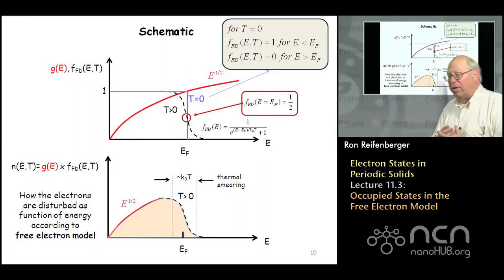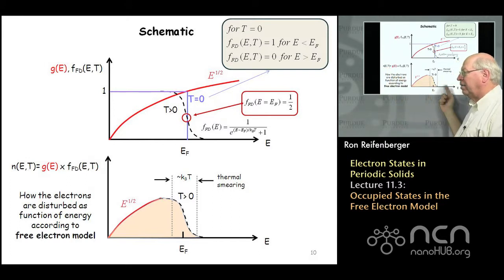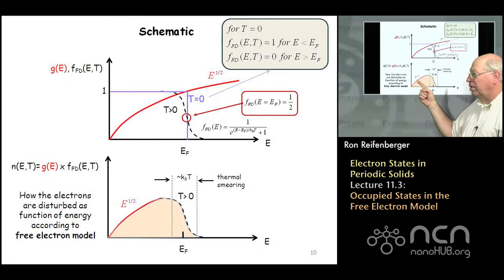So the net result for the number of occupied states as a function of temperature is indicated schematically in this bottom curve. For energies much, much less than the Fermi energy E sub F, the number of occupied states rises as the square root of the energy E. And then as you start to get close to the Fermi energy, you find this characteristic rounding of the number of occupied states due to the Fermi-Dirac distribution function.